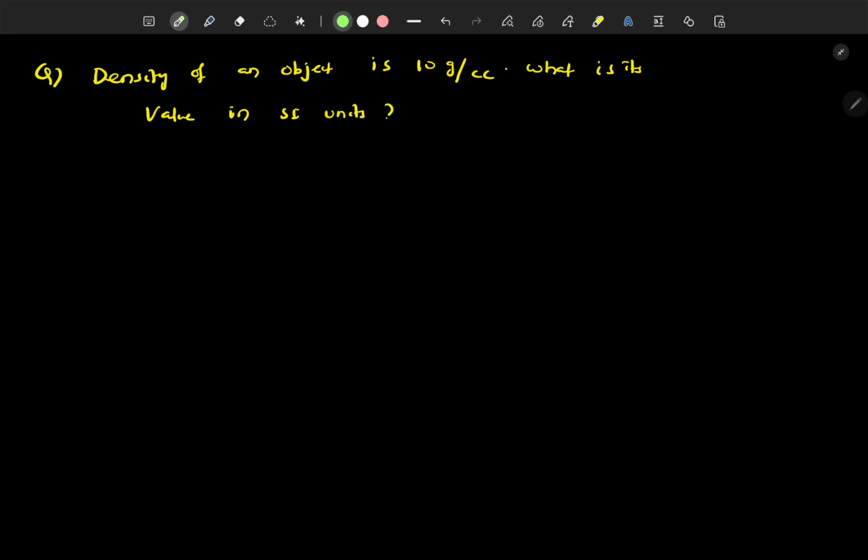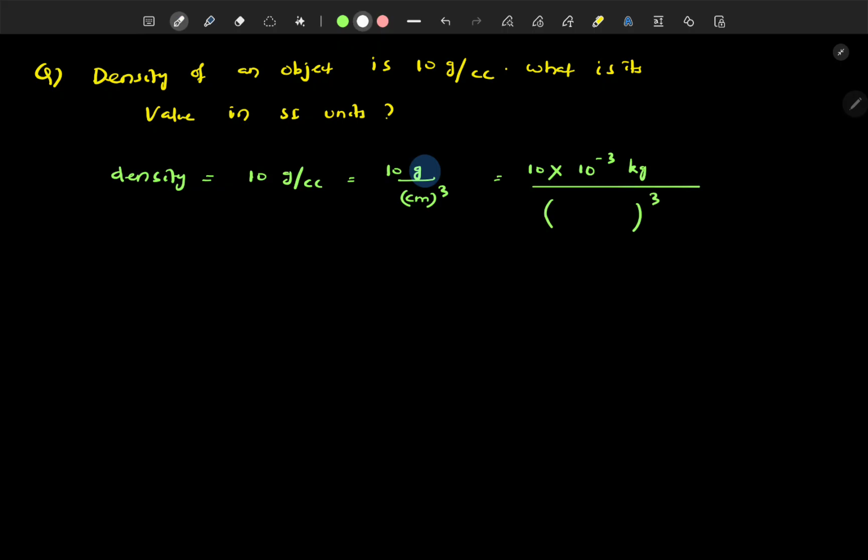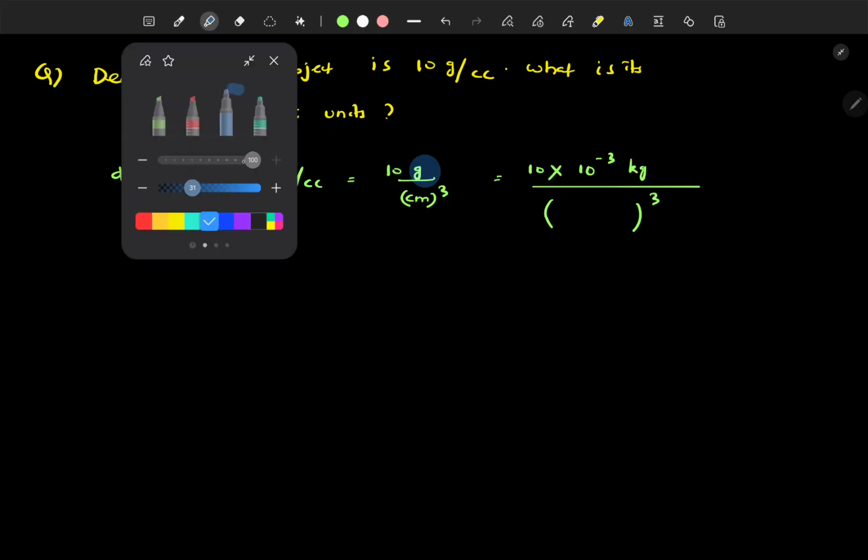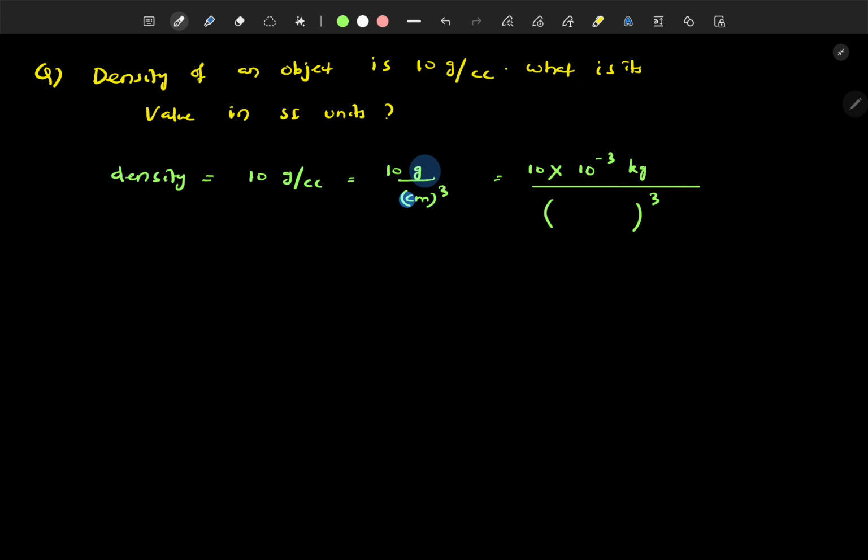Find it. Remember, density is given. Density is equal to 10 gram per cc. Cc means cubic centimeter. So 10 gram per centimeter cube. So how to solve this? Now see. So 10 into 1 gram, we have to convert it into kg. 1 kg is 10 to the power 3 gram. So 1 gram is 10 to the power minus 3 kg. Divided by bracket, then cube, and inside the bracket centimeter is written. And what is the value of this? C means centi. Centi means 10 to the power minus 2 meter.